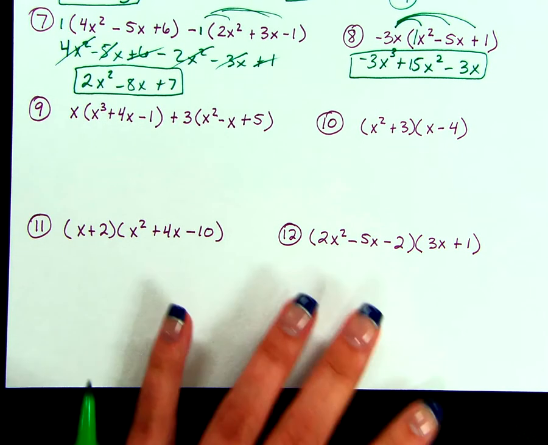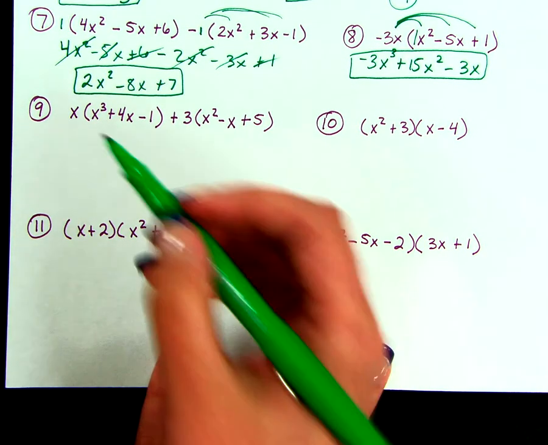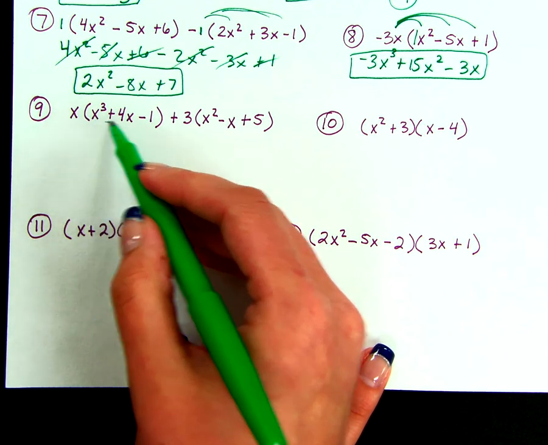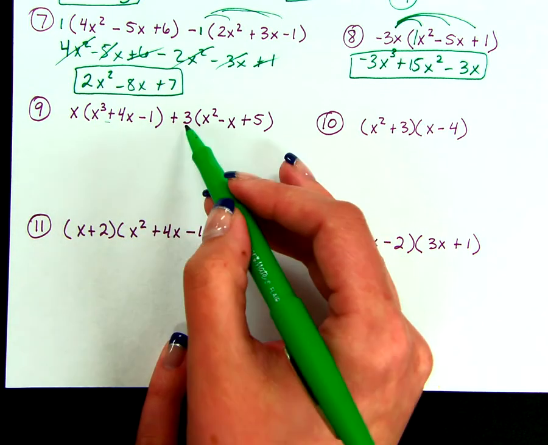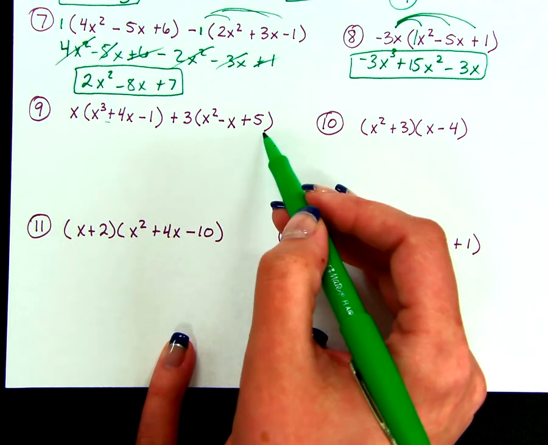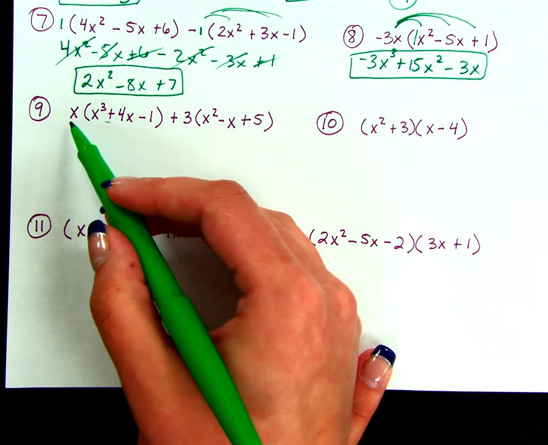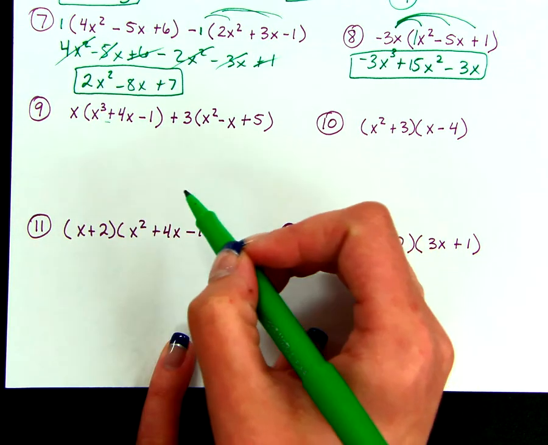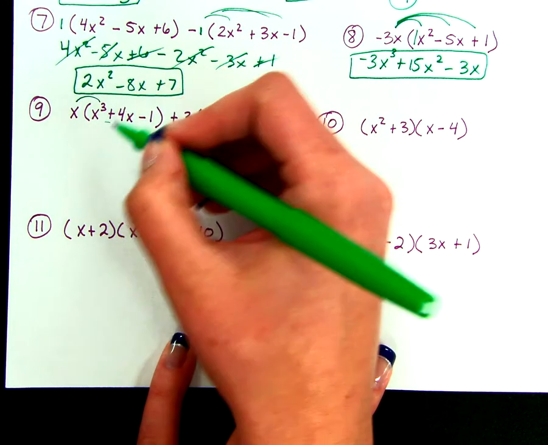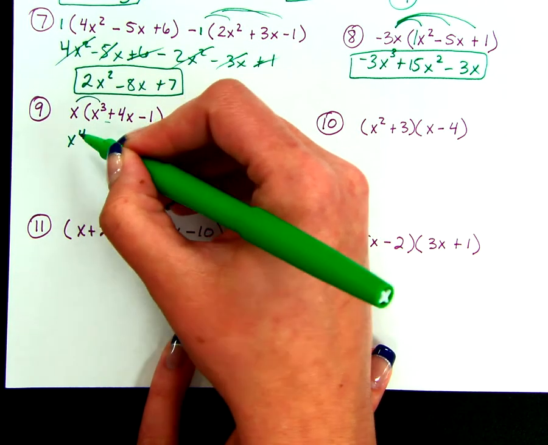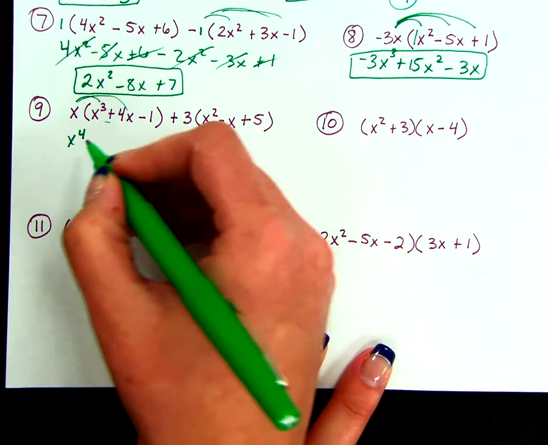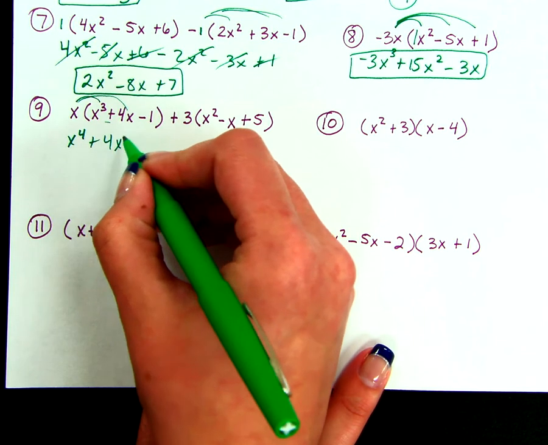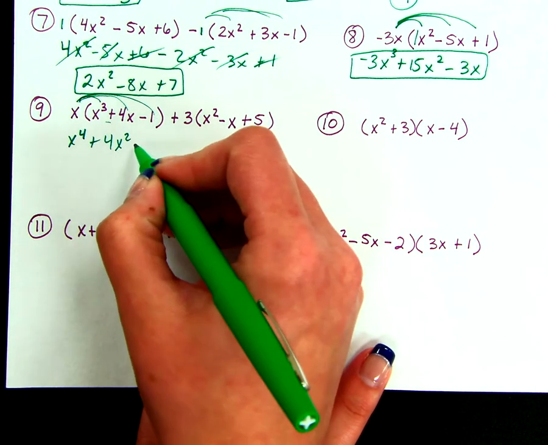All right, number 9, looking at that one. First group, we have to distribute the x into all 3 of those. The second group, we're distributing a 3 into all of those. Okay. So again, when we distribute the x, that means that each power in our variable is going to go up by 1. So x times x cubed is x to the 4th. X times 4x is a positive 4x squared. X times negative 1 is negative x.